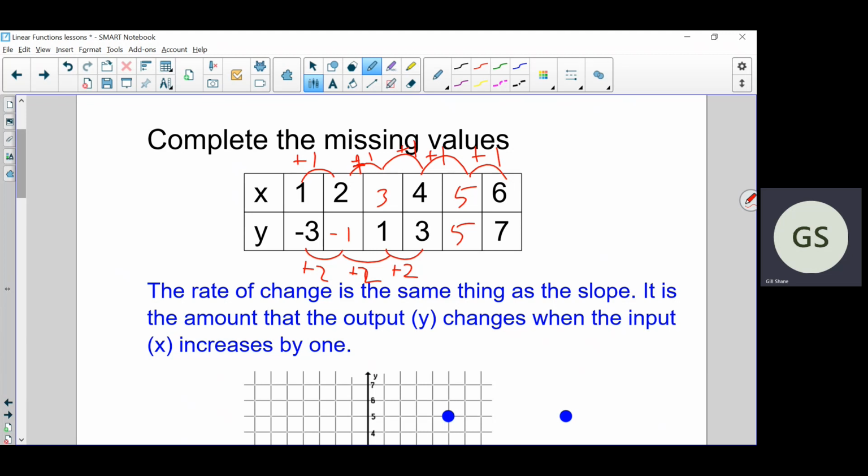What's the rate of change? Hold on, Lauren. Hold that thought. You're on to something like a bloodhound.